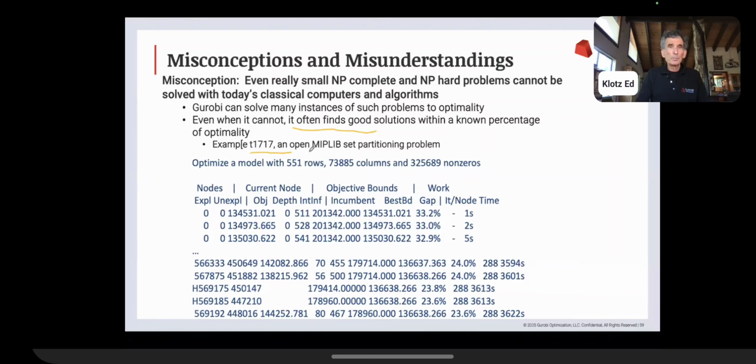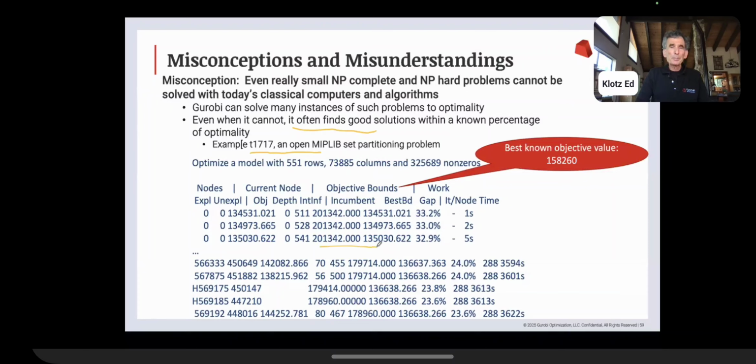And going back to this open MIPLIB problem, which is far from our finest hour, we still see that after 1 or 2 seconds, we're within 33% of optimal, and then we're within 24% of optimal at the 1 hour mark. And again, the best known objective, though I think it was attained with a run that went for many, many hours, is significantly better than this. So, we still are doing something.